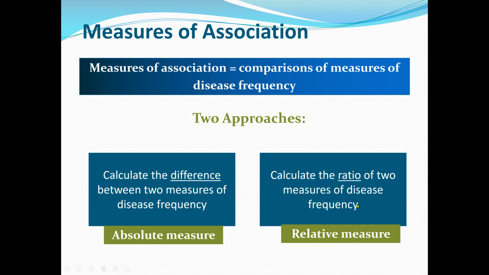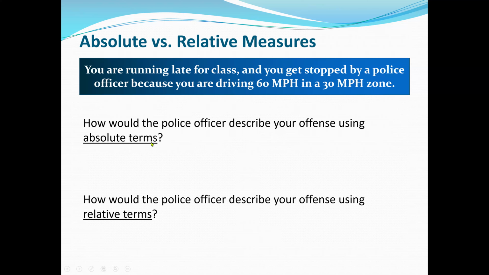So we start with absolute versus relative measures. Here, for example, you are running late for class and you get stopped by a police officer because you are driving 60 miles per hour in a 30 miles per hour zone. This means you are overspeeding by almost double. Now the question is, how would the police officer describe your offense using absolute terms, or using relative terms?